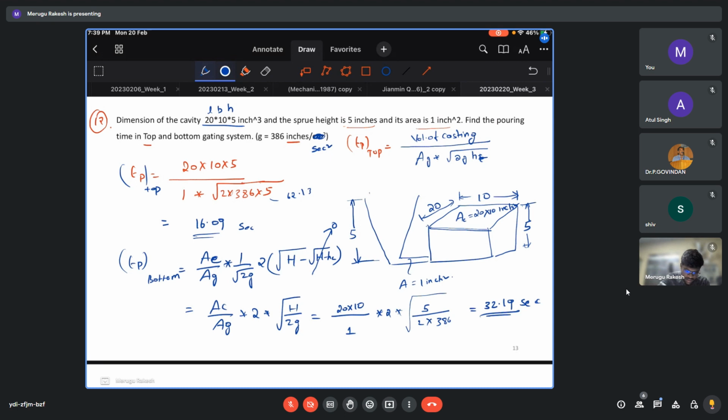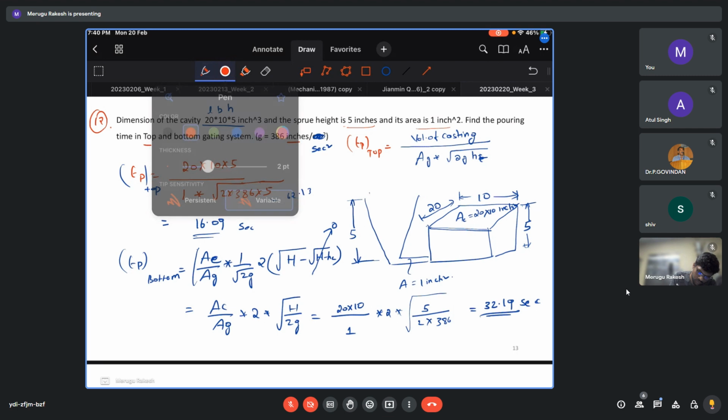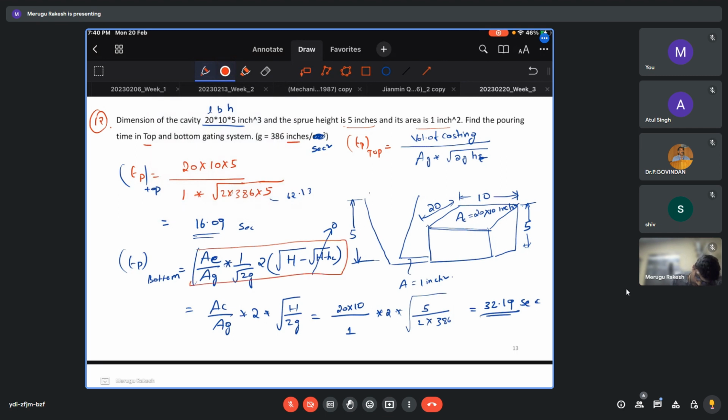So there is a nice takeaway from this question. Let me tell the takeaway. See, if the casting height and the screw height are equal, you end up with this formula, right? So you are getting 32.19, which is just double the top gating system. The bottom gating time is double the top gating system time.